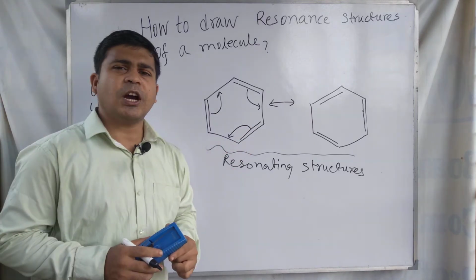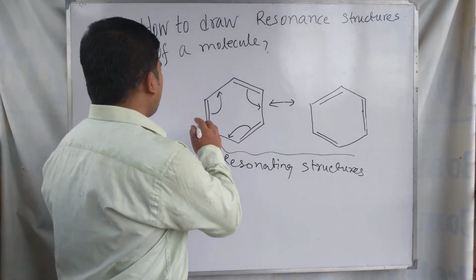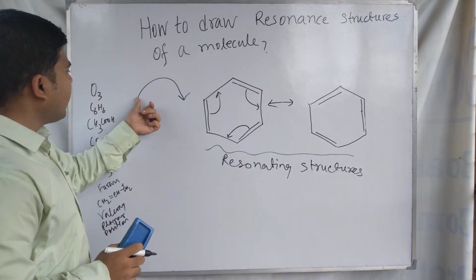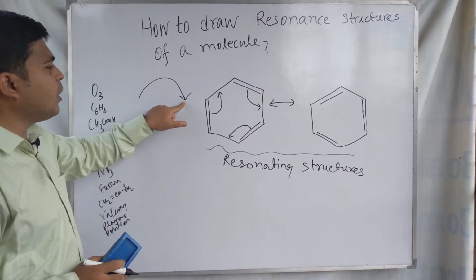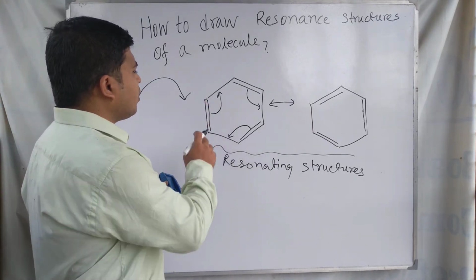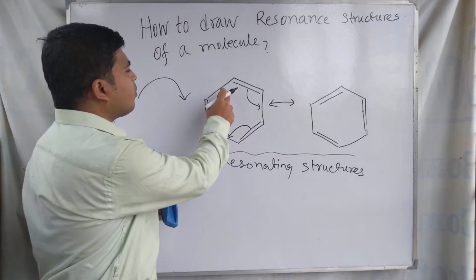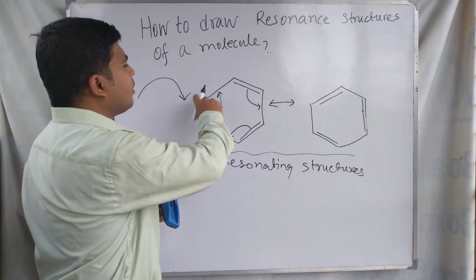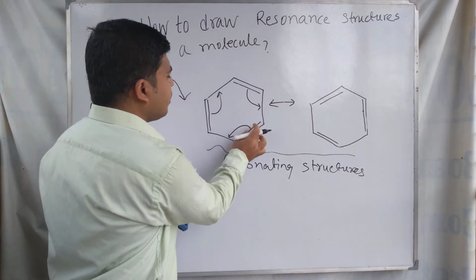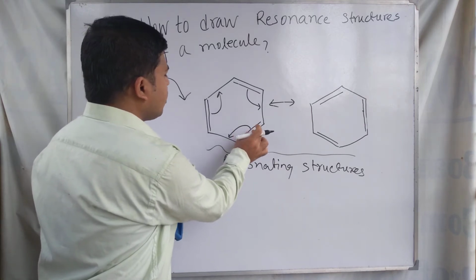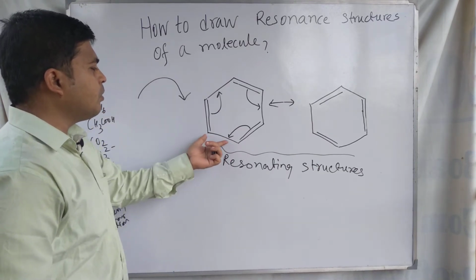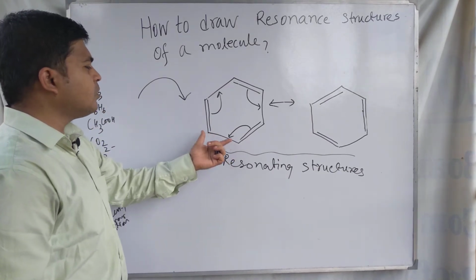Now the question is how to draw these resonating structures. To draw the resonating structures you have to use this arrow. It is called a curved arrow, with a tail and a head. Look here: this bond means an electron pair. This electron pair is shifted to this position, this bond is broken, and this electron pair containing bond is broken and shifted here, and a bond is formed between these two carbon single bonds.